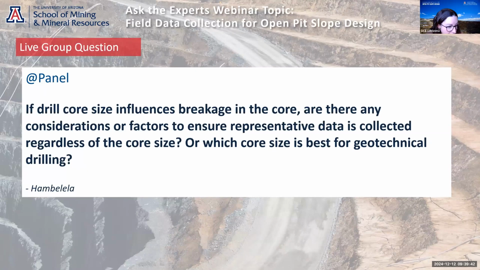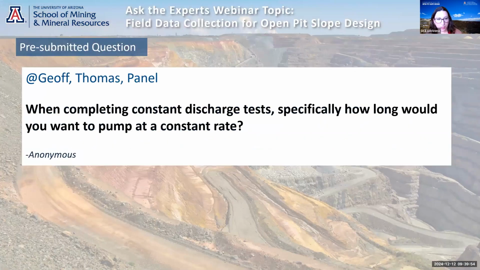We have a question that came in on, let's see, a few questions related to hydrology data collection. The first I'll pull is a pre-submitted question asking about constant discharge tests. Specifically, how long would you want to pump at a constant rate? So I would ask Jeff or Tom to start with this one.